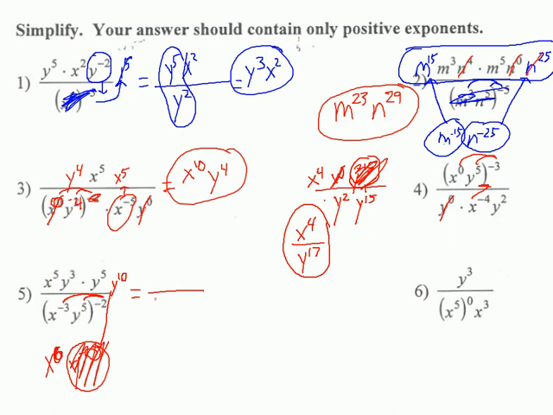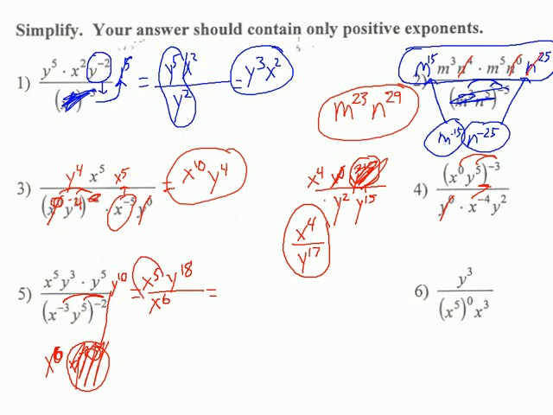Let's see, I've got x to the 6th down on the bottom. Let me just rewrite what I have, keep it a little cleaner. X to the 6th. On the top, I've got an x to the 5th, and I've got y to the 3rd, to the 5th, and to the 10th. I'm going to keep the base and add all those exponents, and I come up with y to the 18th.